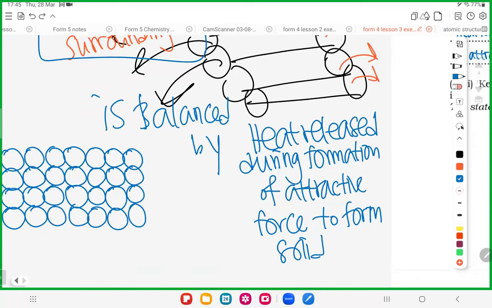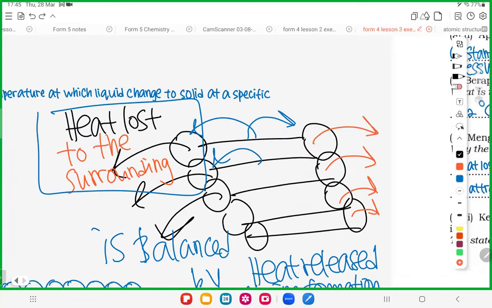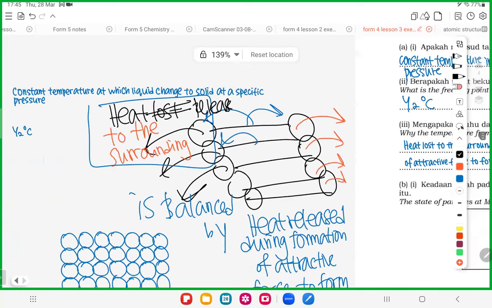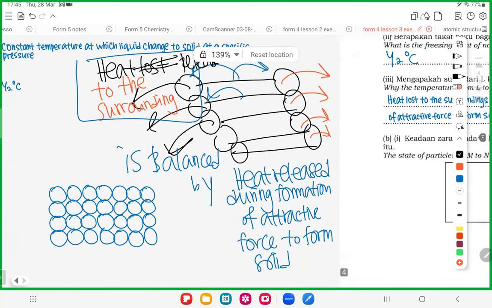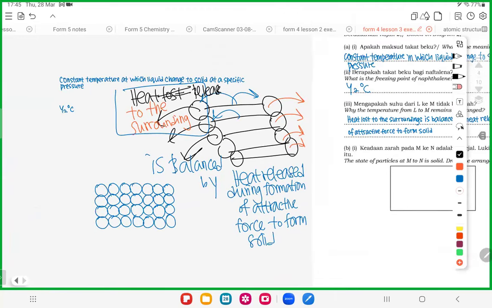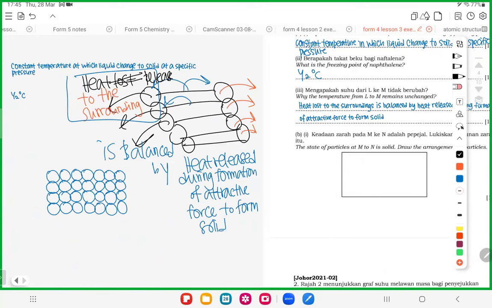That's it, yeah? So use the right word. If here, this heat loss, you write heat release, no mark at all. So that's why you must be able to choose the right keyword to be used. They are very, very strict. They are very, very particular on this. So please be careful, yeah?